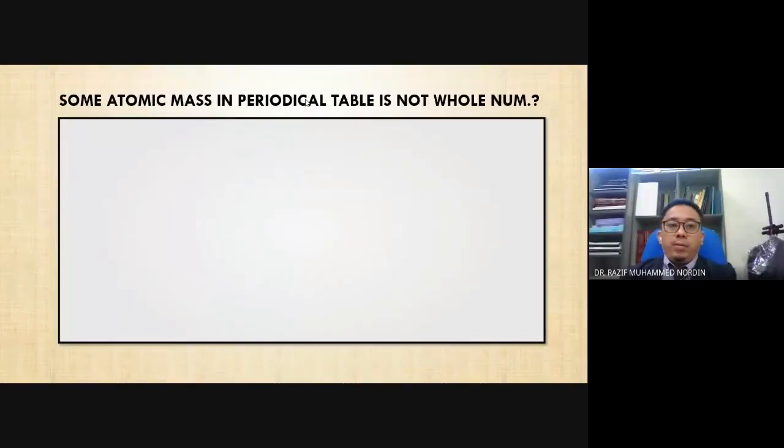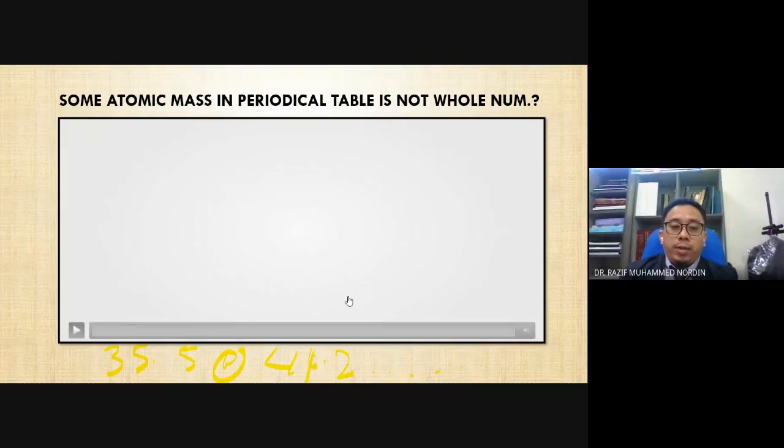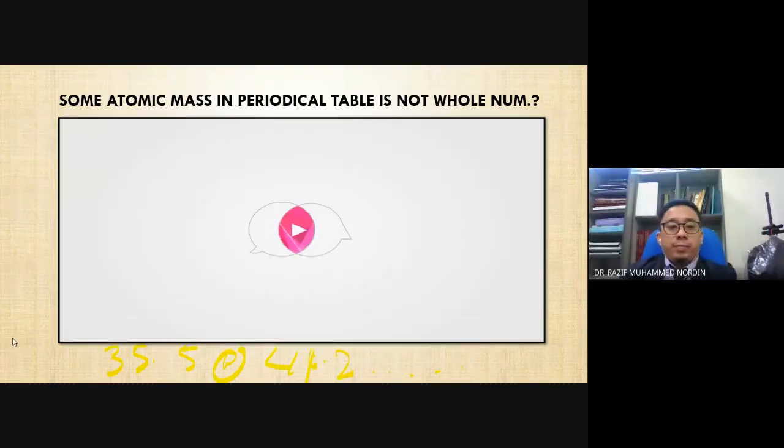So some atomic mass in the periodic table, it is not whole number. I mean, it could be 35.5 or 41, 41.2, and so on. So why it become like that? Okay, let's take a look.